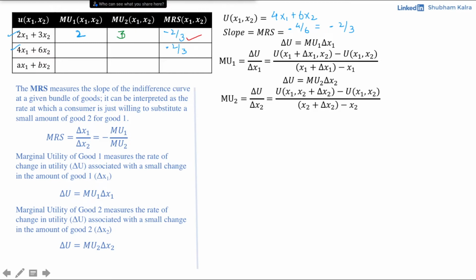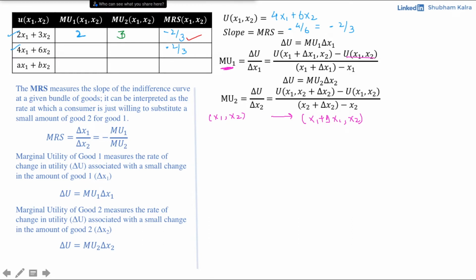First, we will do the calculation for your MU1. Suppose initially the consumer is consuming (x1, x2), and then he increases his consumption of good 1 to (x1 plus del x1, x2). From the first consumption bundle he is getting the utility of u(x1, x2), and from the second consumption bundle he is getting the utility of u(x1 plus del x1, x2). Let's take the numerical examples and calculate these values.